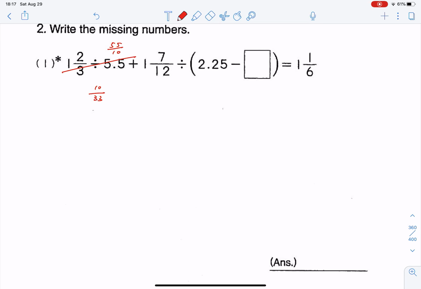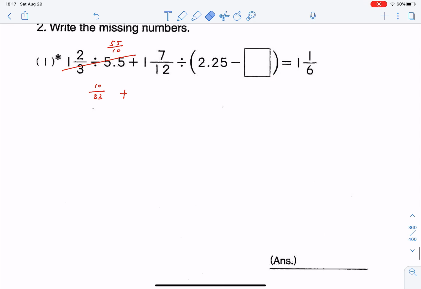And the second thing is that it's plus a whole thing over here, which is 1 and 7 over 12 divided by 2.25. So let's simplify this as well. That will give you 19 over 12 divided by, still divided by, because you still don't know what's inside here yet. So over here, I'm going to change that as well. I can do 225 over 100, or 2 and 1 over 4. I'm going to make my life even easier: 9 over 4 minus a box, equal to 7 over 6.